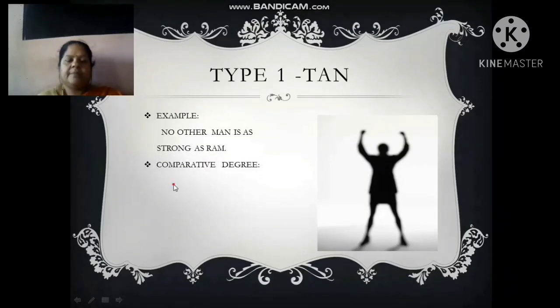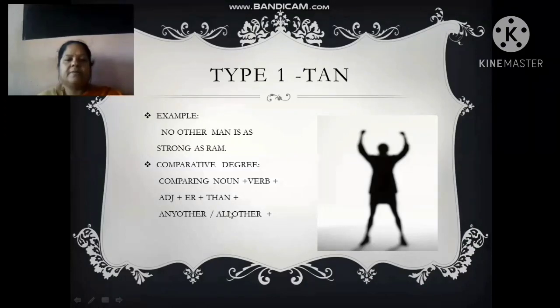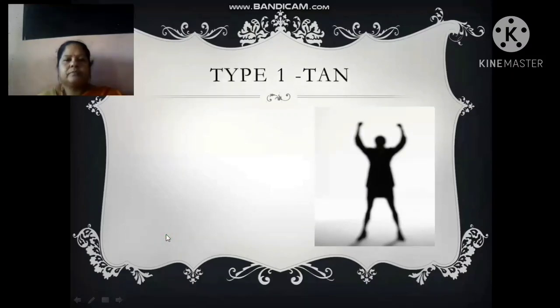Comparative degree. Comparative degree format is comparing noun plus verb plus adjective plus er plus than plus any other or all other plus comparing other noun. Adjective plus er plus than any other or all other is the comparative form. Example, Ram is stronger than any other man.